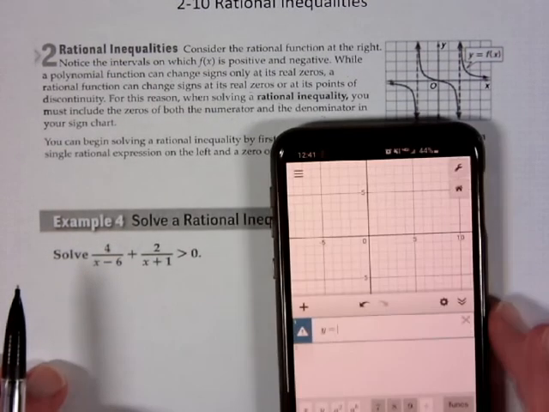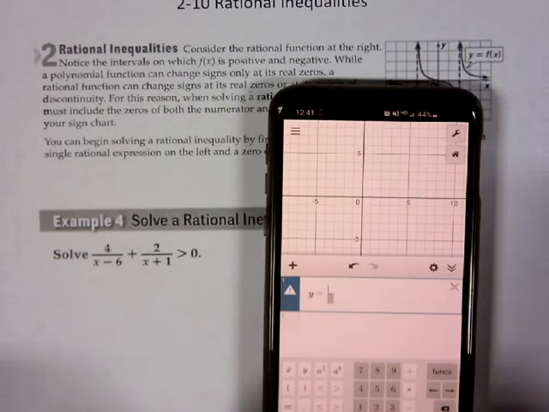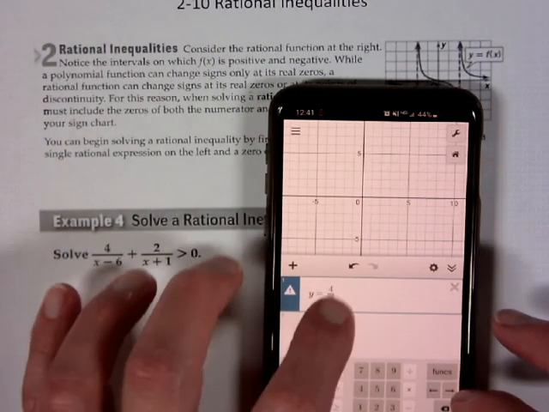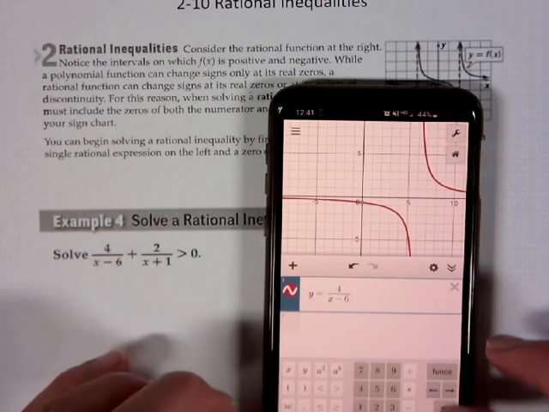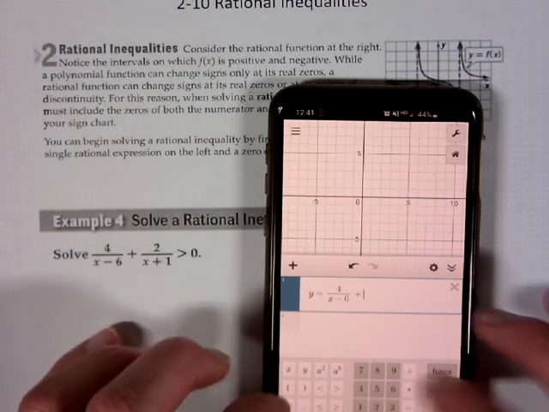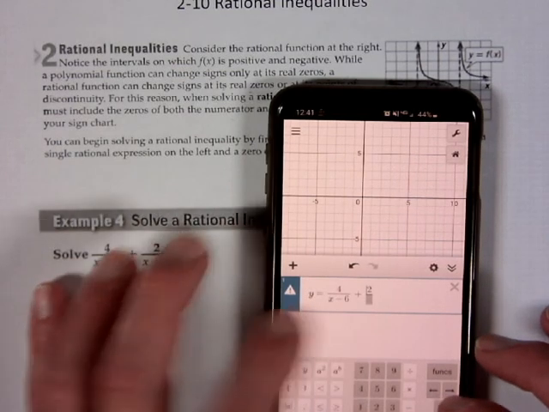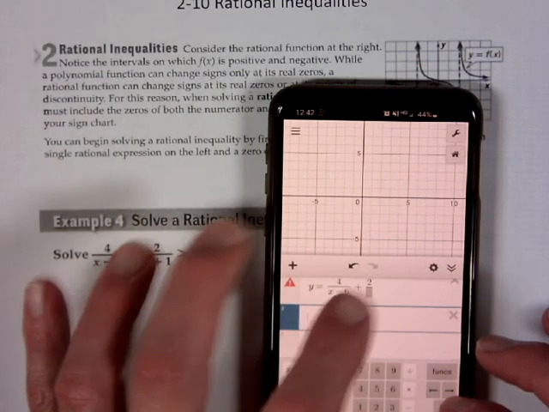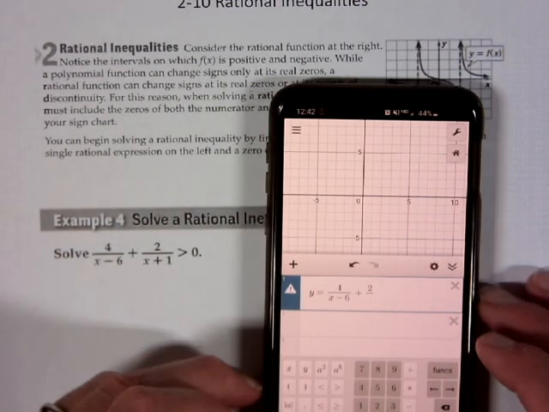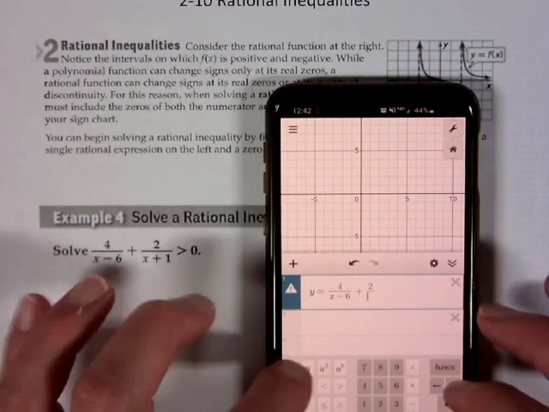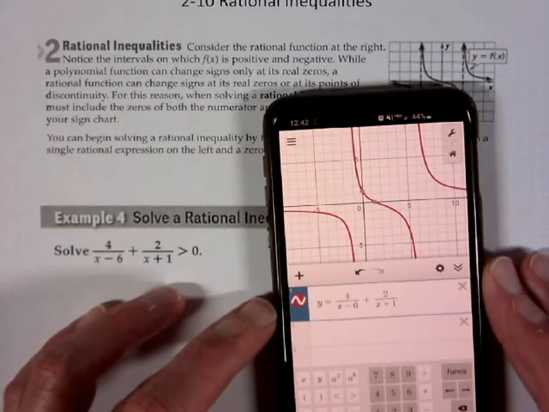Let's graph the first one, see how it looks. Y equals, so I'm going to press divide. That'll give me a fraction, and that's going to be 4 on top. On the bottom, I've got x minus 6. Then I come out here, and it is plus. I need another fraction, so we'll get 2 on the top and click down to the bottom. There we go, finally got it, clicked on the right spot. That will be x plus 1. All right, so here's my graph.